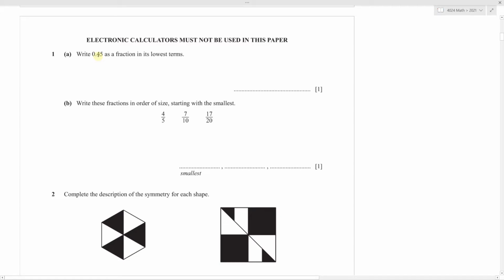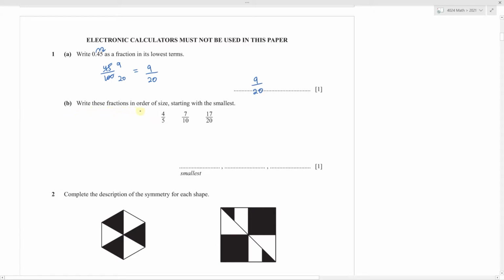So we can write this decimal as a fraction by, if I move this decimal 2 places to the right, it will become 45 and divide by 100. And since we have to write it in its lowest terms, I can divide by 5. 5 times 9 is 45. 5 times 2 is 10, and then the 0. So in its lowest terms, this will be 9 over 20.